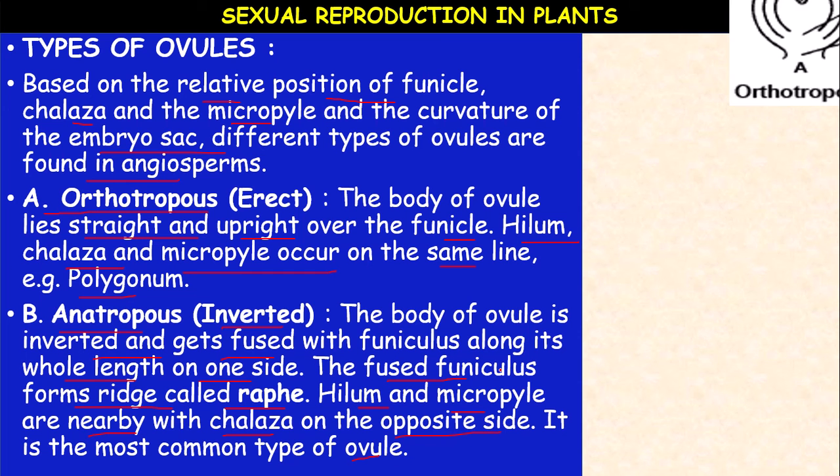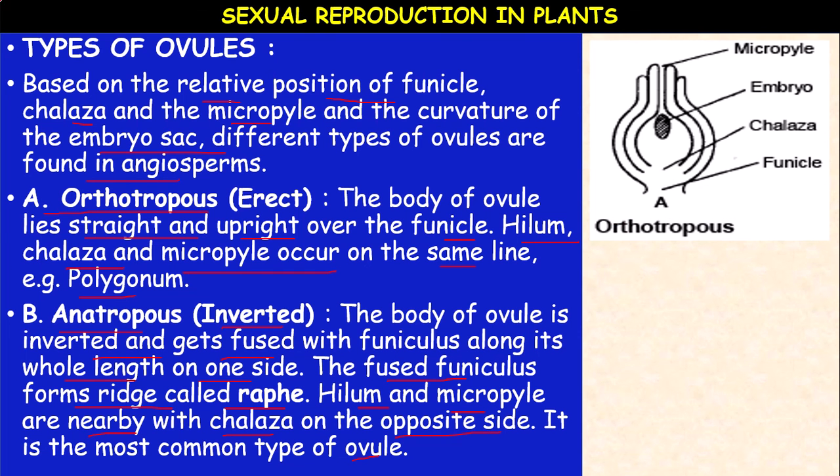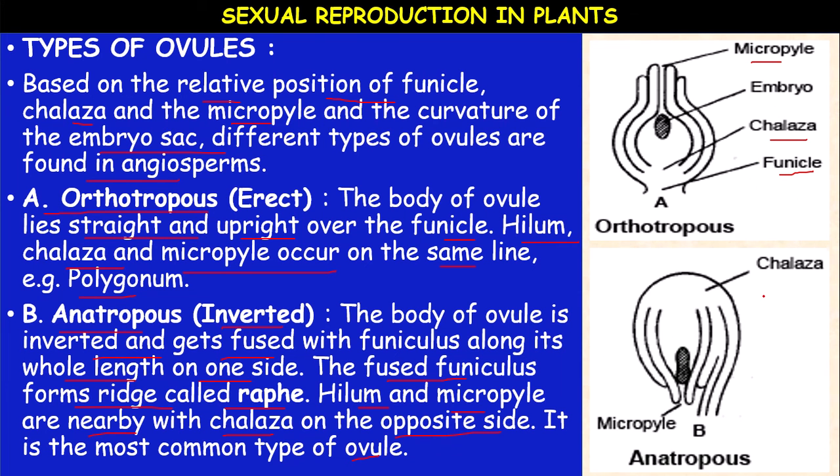The orthotropous ovule is the erect ovule. This is the orthotropous ovule. See the position of this funicle, chalaza and micropyle. Here you can see chalaza, this is the funicle and micropyle. This is the anatropous ovule. This is the most common type of ovule.